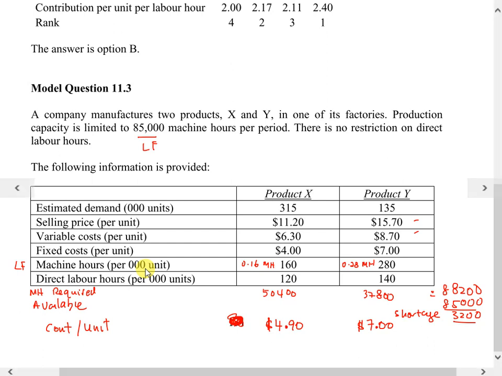Direct labor hour cost is given here per unit, so we just use it per unit. Unless they give us the cost per hour, then we would multiply it. But they already give us per unit, so it's already included here.